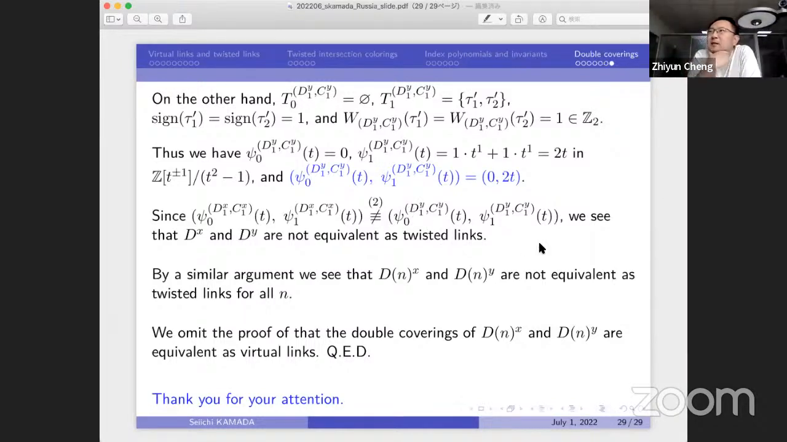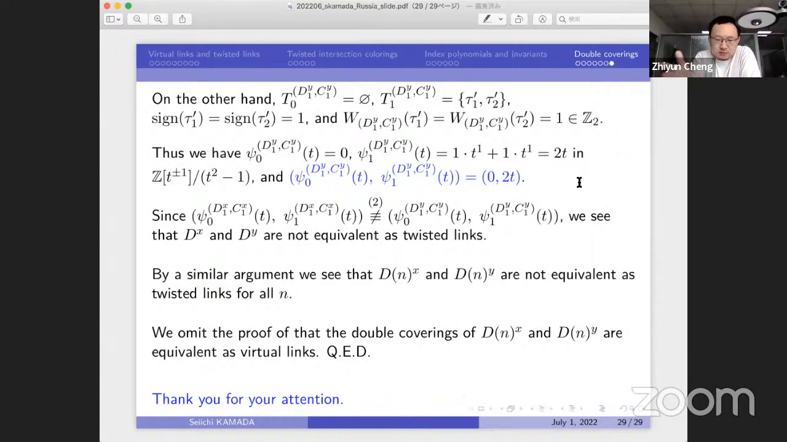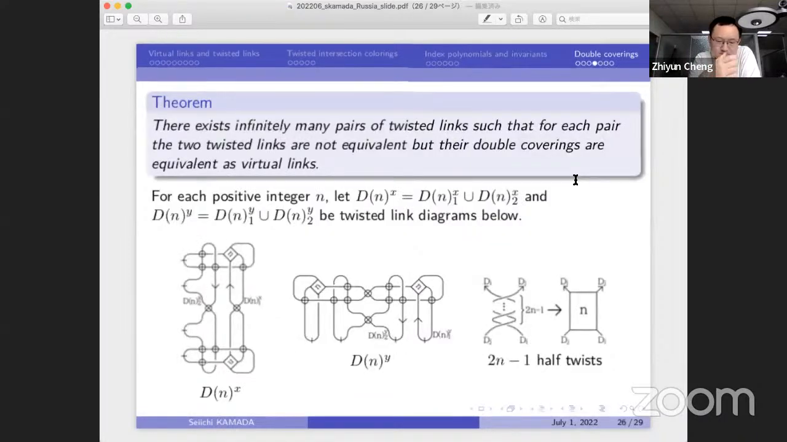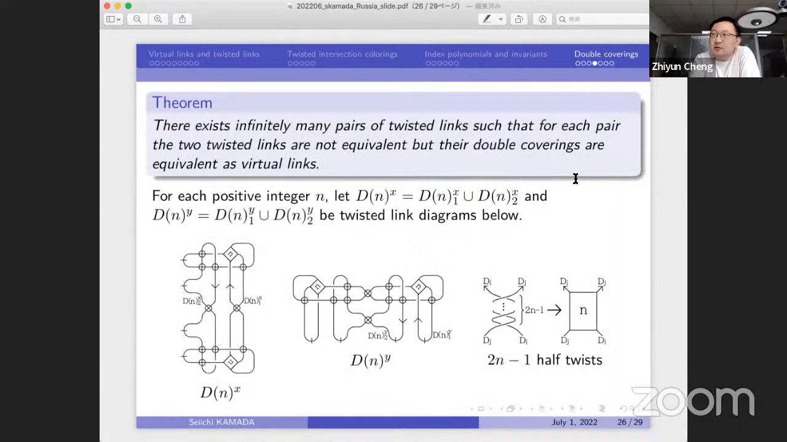Hi, Professor Kamada. Hi. So we know that for virtual knots, usually if an index type invariant is non-trivial, then this virtual knot must be non-classical. So for your index type polynomial, can we say something about when a twisted knot is not a virtual knot?